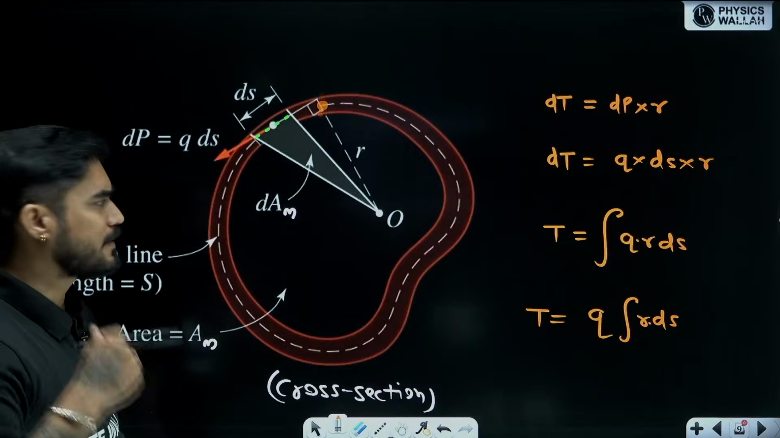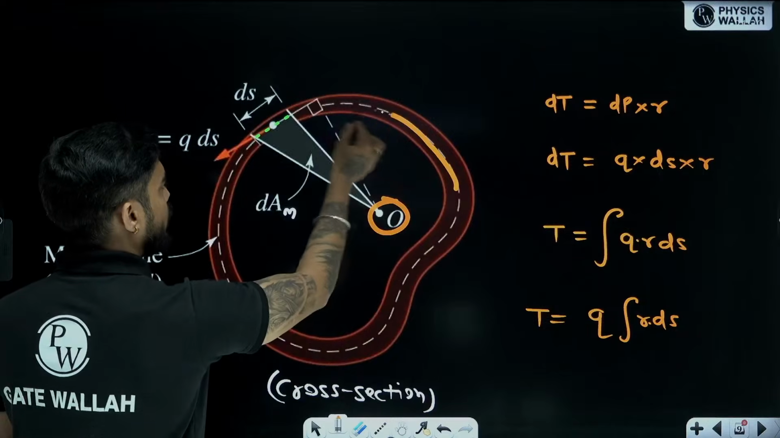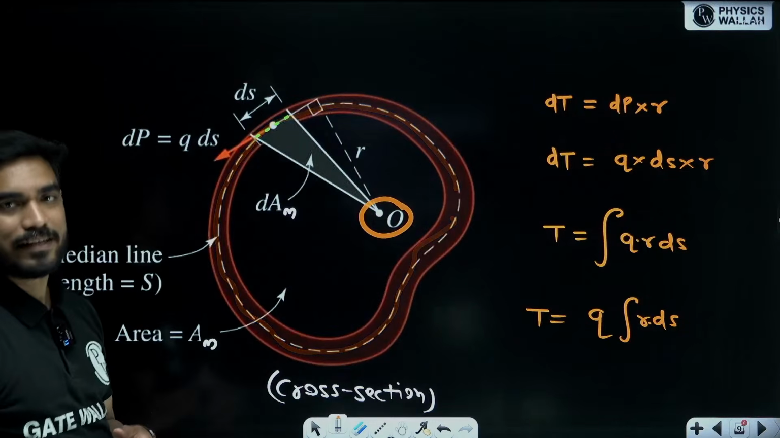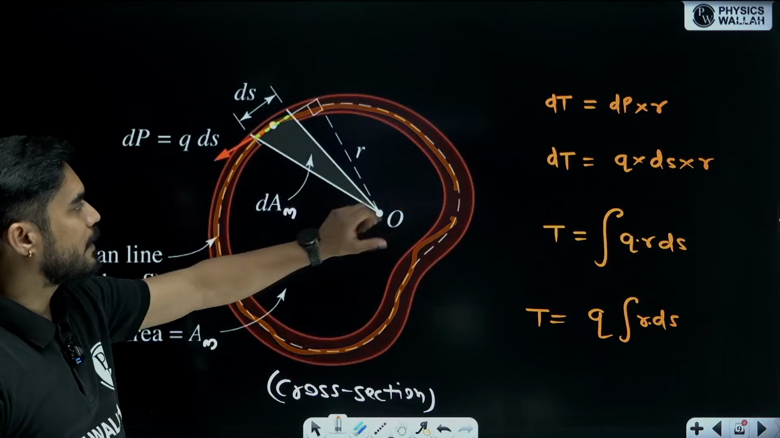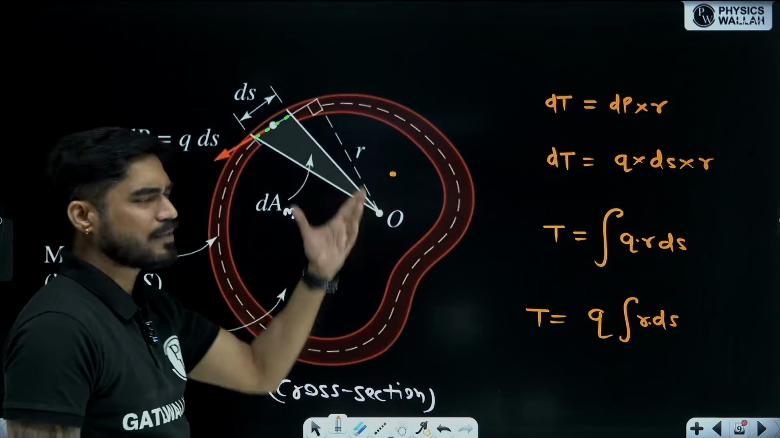Okay, now someone was asking why this is not at the center. Because, if this is not a regular shape, the centroid will not be exactly at the center, na? That's why it is somewhere here. Okay, it is just for understanding. It might be here, it might be there.